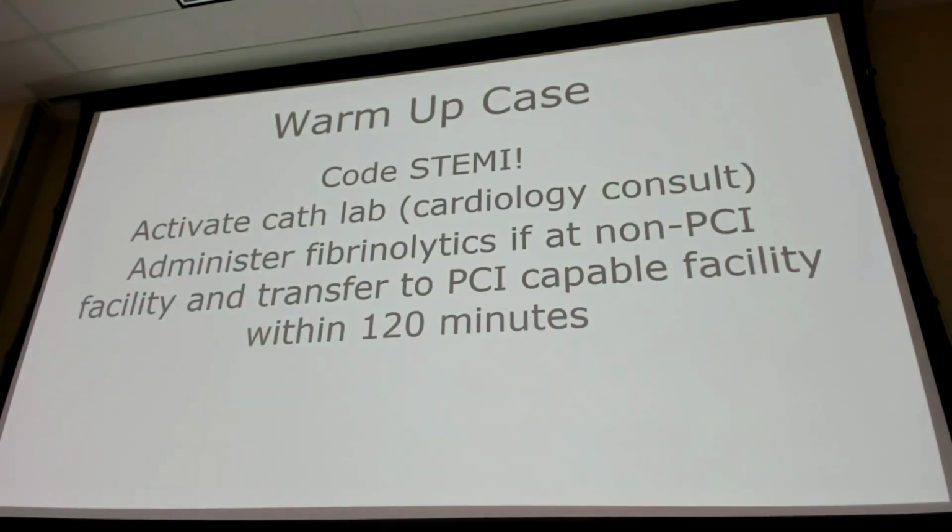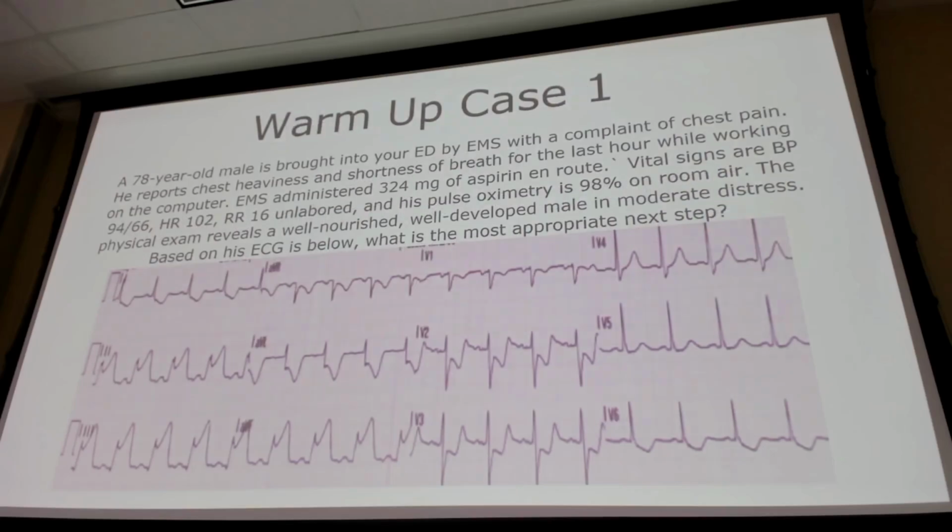So what do we do for them? We call the code STEMI and activate the cath lab. If we don't have a cath lab, then we can give them fibrinolytics and transfer to a cath lab. He's already gotten aspirin. We want to look at getting some sort of heparin on board to anticoagulate him, and nitrates. This patient, I wouldn't give nitrates to. He's got soft blood pressure and an inferior STEMI.